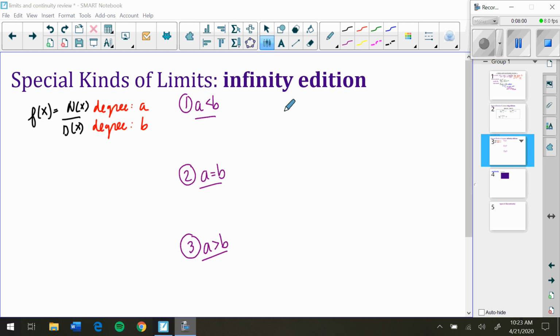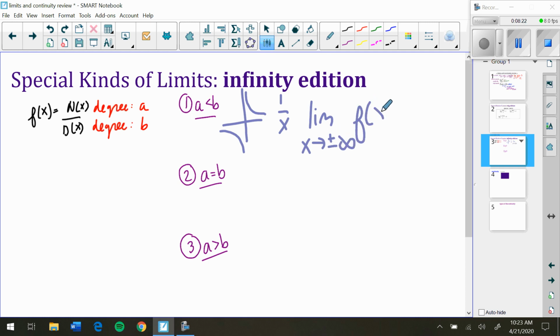In the case where a is less than b, this would be like our good old 1 over x, which hopefully you remember what that graph looks like, and the limit as x approaches either positive or negative infinity, in this case for this function or any function where a is less than b, is going to be 0. Why is that? Again, that's because of our horizontal asymptote at x equals 0.